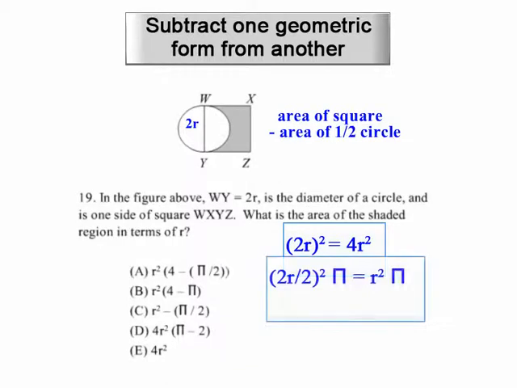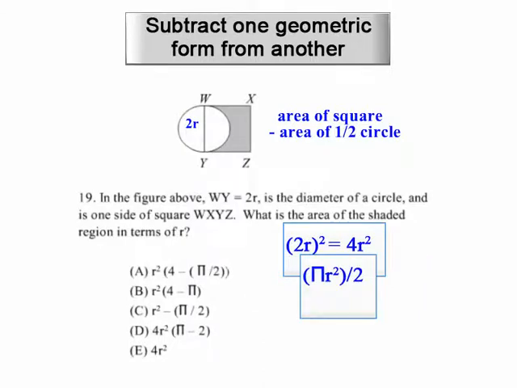We go to the circle and see that it has a diameter of 2R. We're going to have to divide that in half to get the radius, so that's going to be 2R over 2 squared times pi, which is pi r squared. That's the area of the entire circle. We only want half of it, so we're going to have r squared times pi over 2 as the area that we're subtracting from the square.